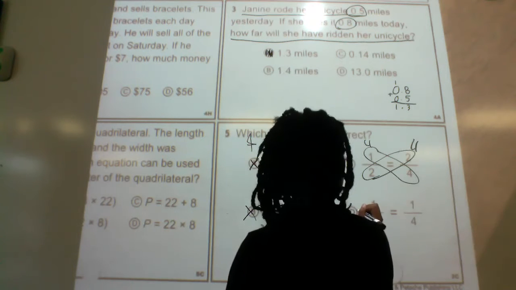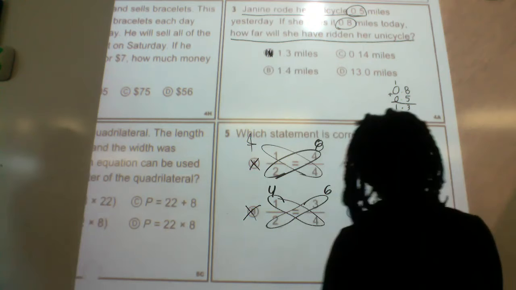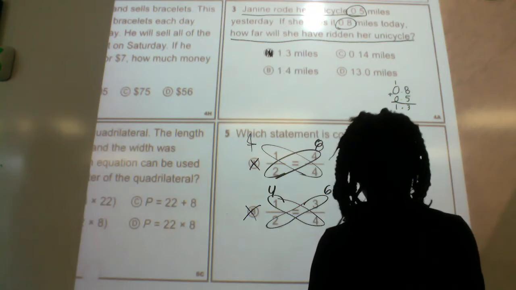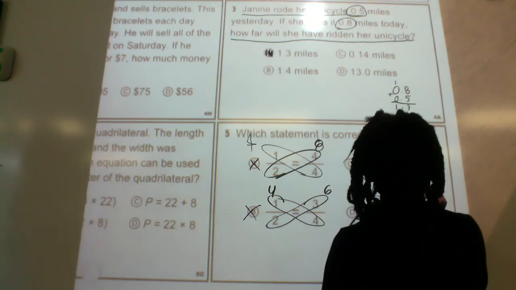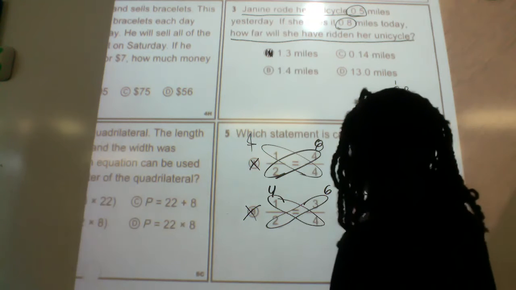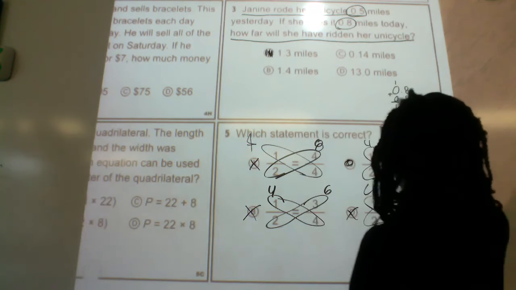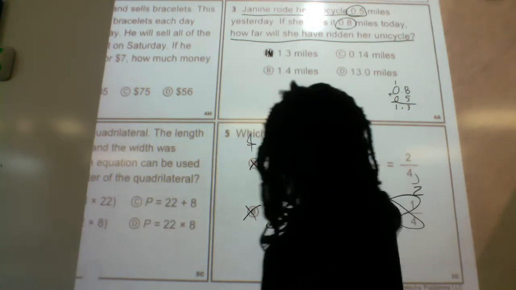Let's check D. We've got 4 times 1 is 4, and 2 times 1 is 2, and those don't match, so it's got to be C. Let me give you a point. Y'all put your name on those. I'm going to pick them up. Put your name on them.